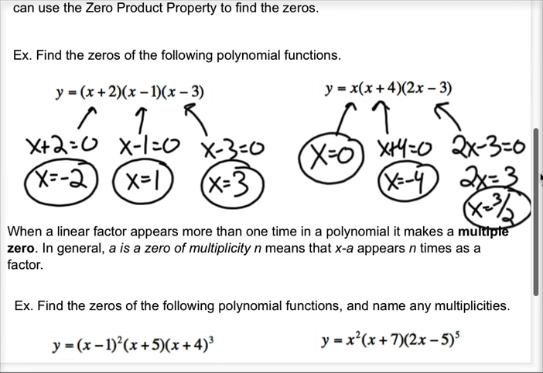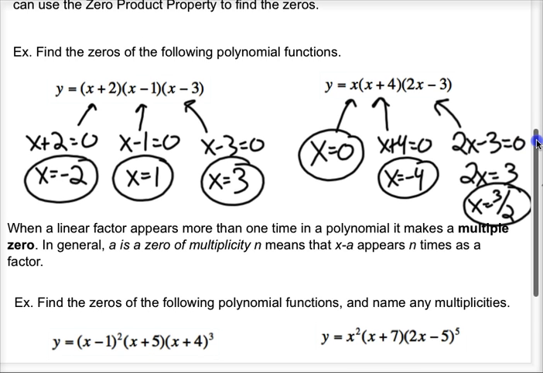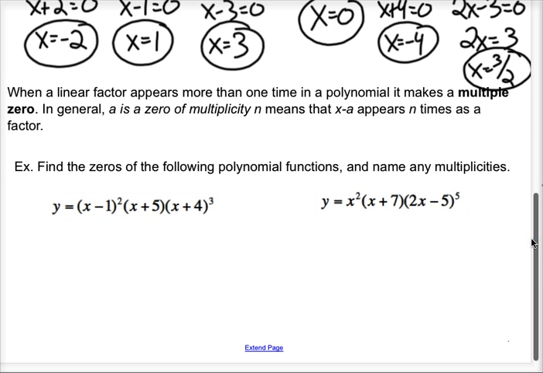Now, there are some cool things that can start happening when you're talking about these zeros. So when a linear factor appears more than one time in a polynomial, it makes a multiple zero. In general, a is a zero of multiplicity n means x minus a appears n times as a factor. All right, so let's take a look at what that mumbo jumbo means.